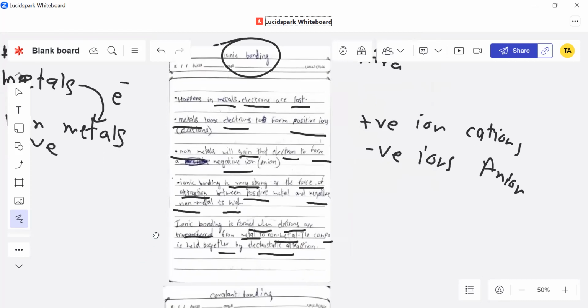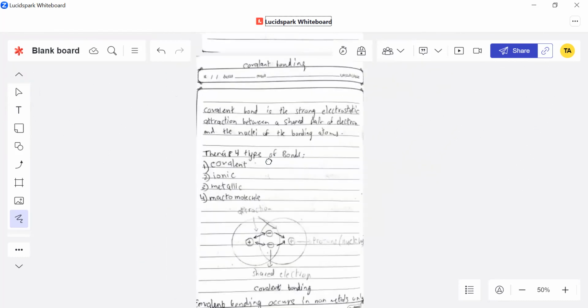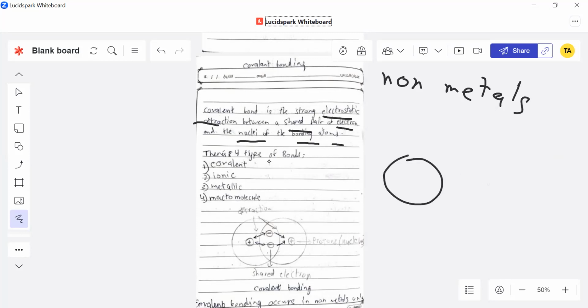So this was pretty much ionic bonding. I'll get to ionic bonding later on, but let's move on to covalent bonding now. What is covalent bonding? Covalent bonding mostly happens between non-metals. And covalent bonding is the strong electrostatic attraction between a shared pair of electrons and the nuclei of the bonding atoms. So when I have two non-metals, this is mostly between non-metals.